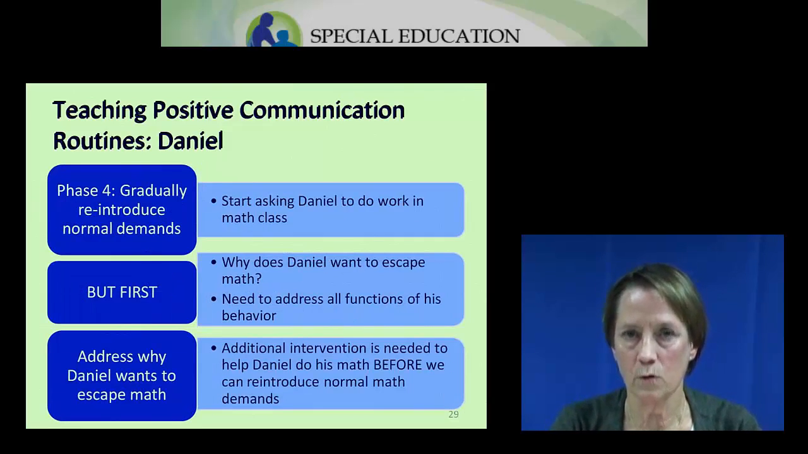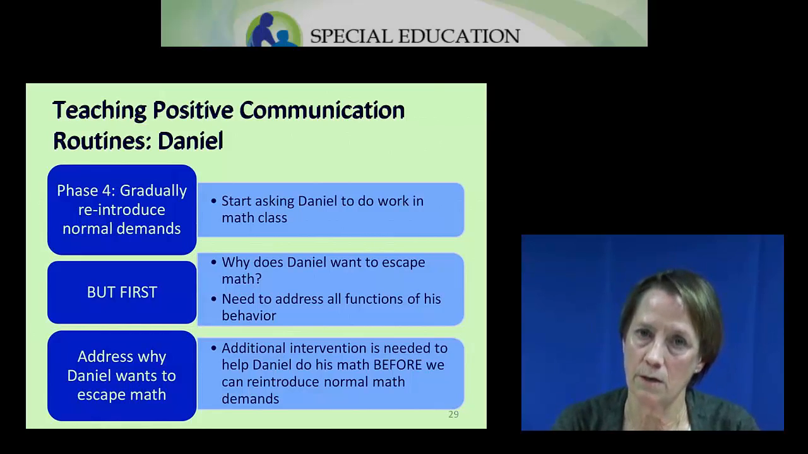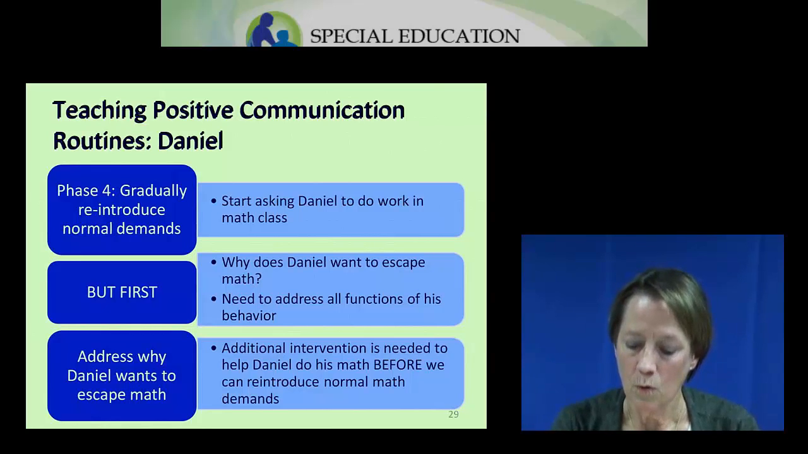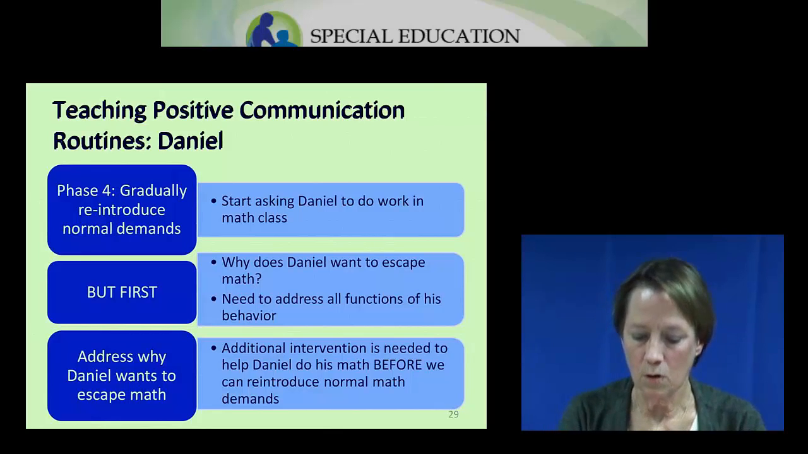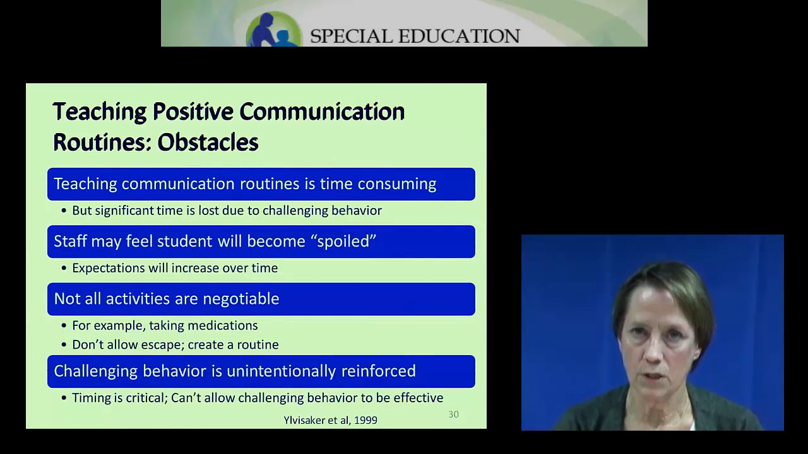So now in our 4th phase, we're going to gradually reintroduce normal demands. We're going to start asking Dan to do work in math class. But first of all, we have to think about the other function that Dan's challenging behavior is communicating. It's communicating that he wants to escape math, and we have to think about why that is. What are the factors in math that are leading Dan to have this challenging behavior? So we're going to have to think about that before we can actually start using our positive communication routine. Let's finish talking about the positive communication routine, and then we'll come back to that escape function.